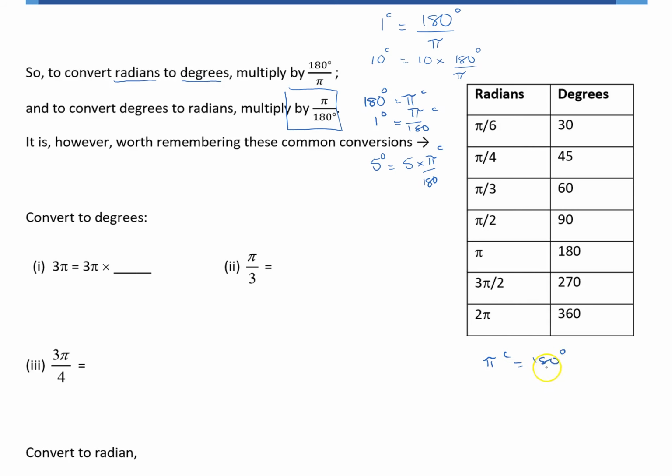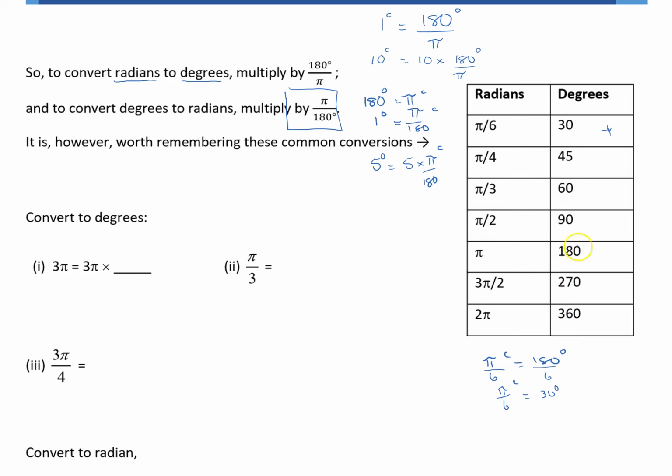So to get to 30 degrees, I need to divide that by 6 and divide that by 6. 6 into 180 is 30 degrees, and we've got pi on 6 radians. And that's what is stated here. You can go through a similar process to this for all of these. Pi on 4 is 45. Pi on 3 gets 60 degrees. Pi on 2 is 90, etc., etc.